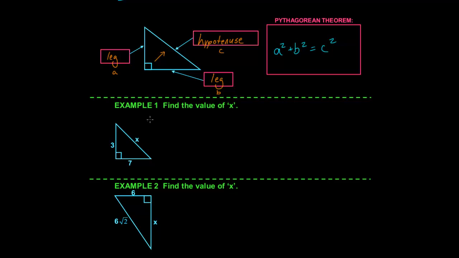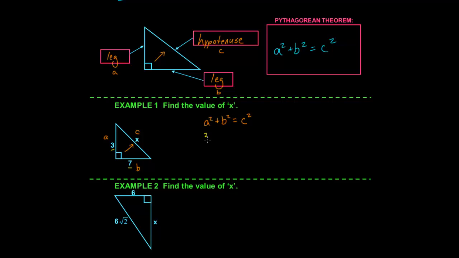Let's look at example 1. It asks us to find the value of x. So, if I was going to label, let's say this is a. We know that this is c, because it is opposite of our right angle. And so this one would be b. I'm going to write down my Pythagorean theorem: a squared plus b squared equals c squared. Now let's fill in the blanks for what we know. We've got a 3 and a 7.